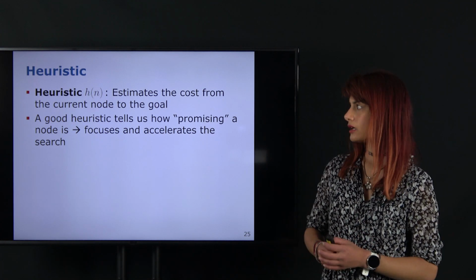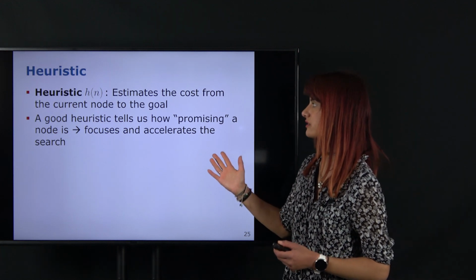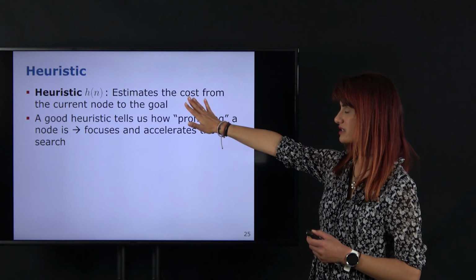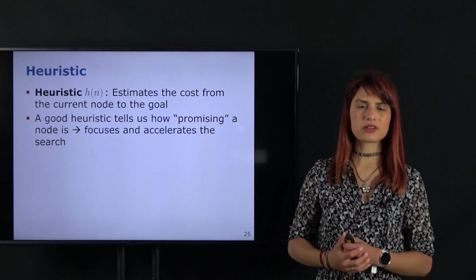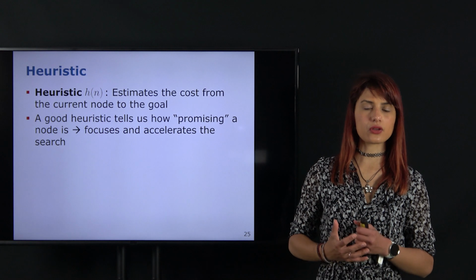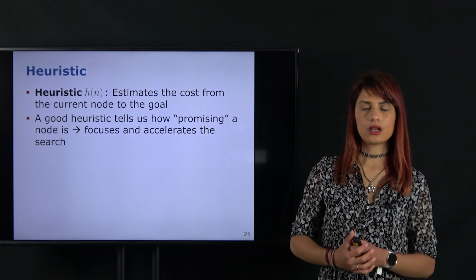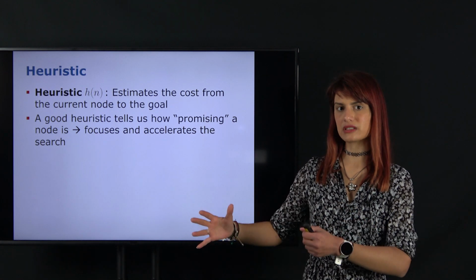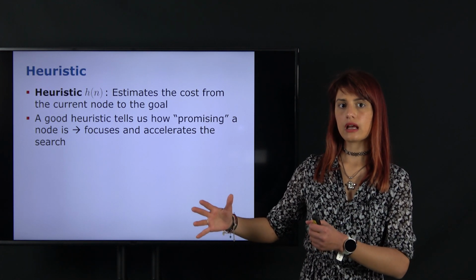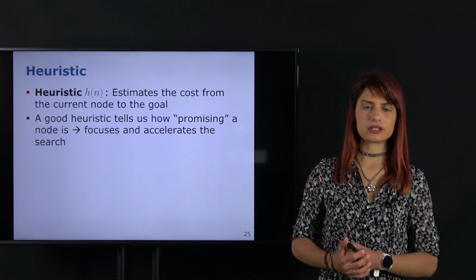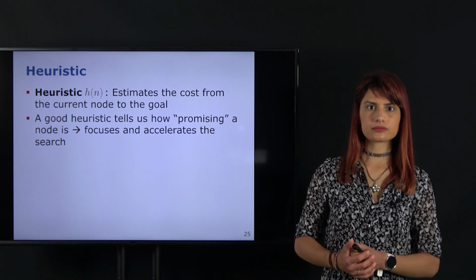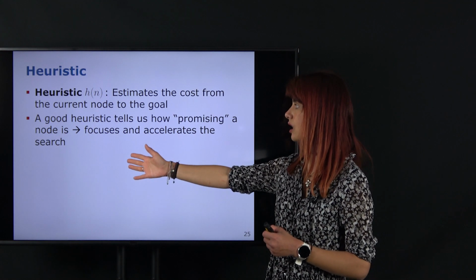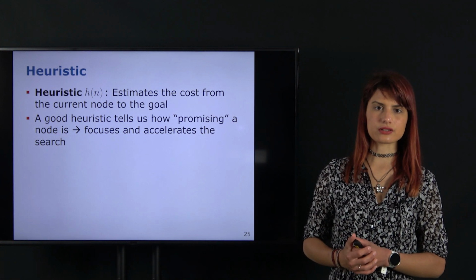In path planning, a good heuristic is an estimate from a particular node to the goal. And we can use this value to evaluate how promising a node is for expansion on the open list. The lower the heuristic value, the lower the potential estimated cost to the goal, and the more likely we are to reach a solution sooner. Our hope is therefore that by using a good heuristic, we can focus and accelerate the search.